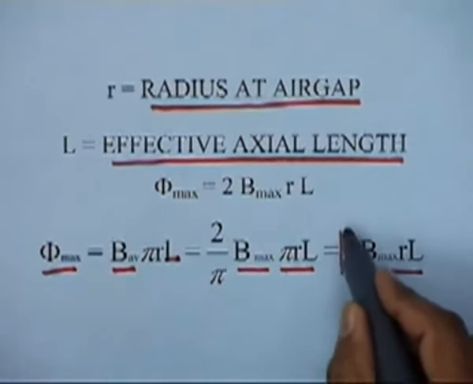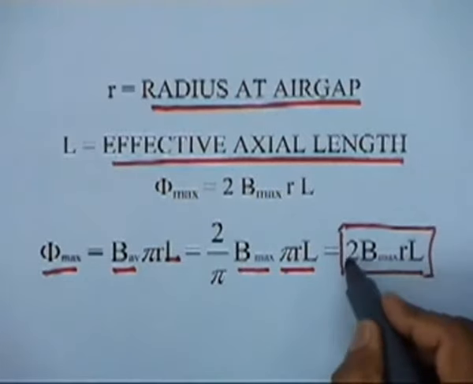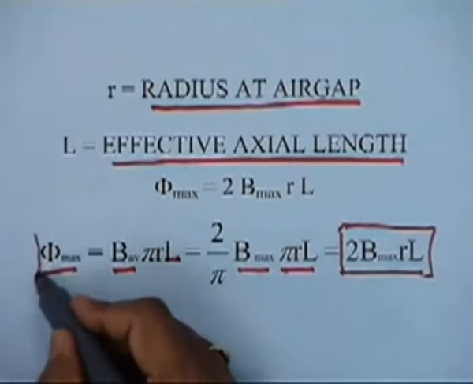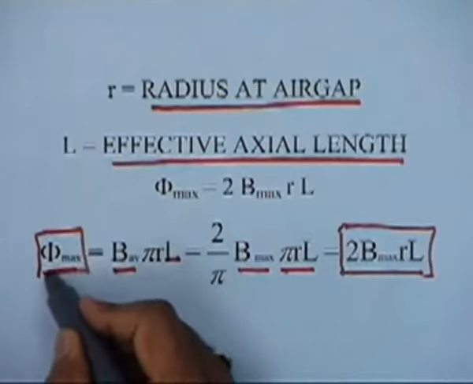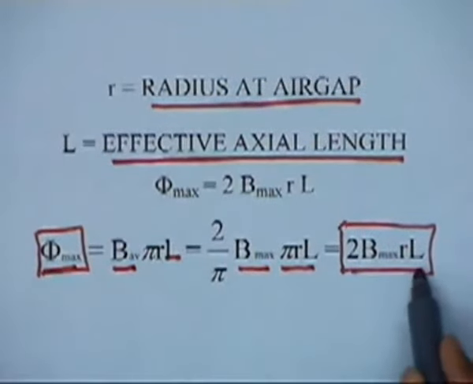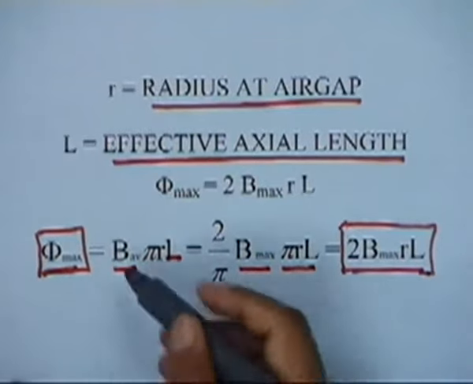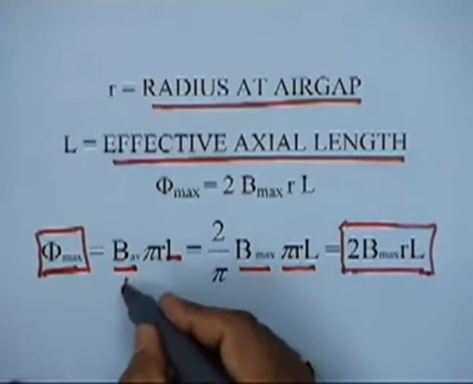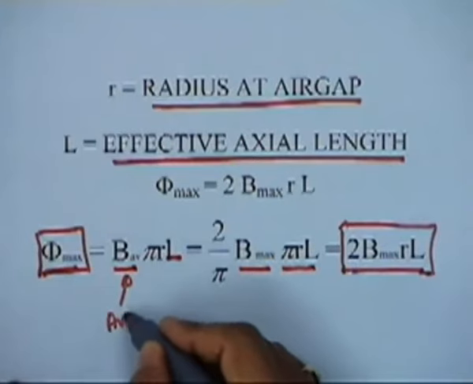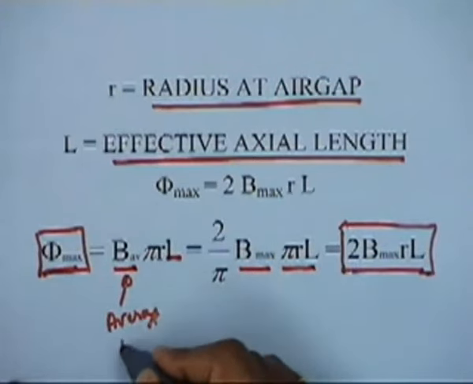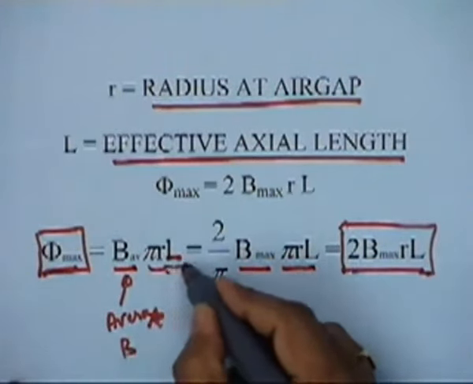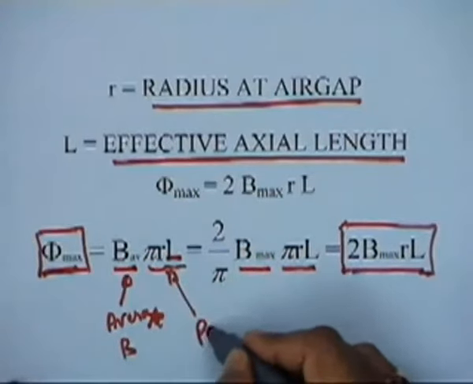Now this is an important expression: the maximum flux will be decided by this expression, which is also equal to the average flux density into pole area. This is average B, and this one is the pole area.